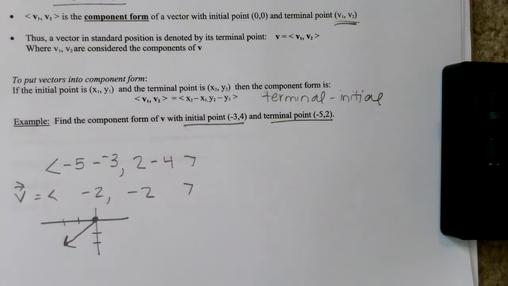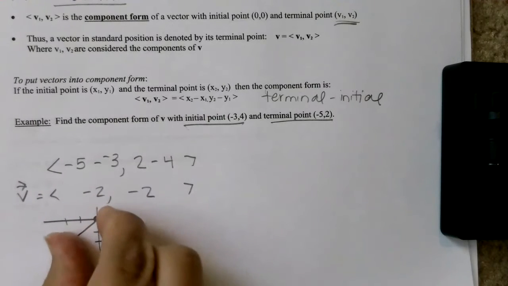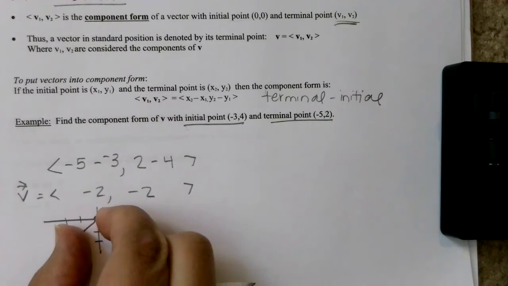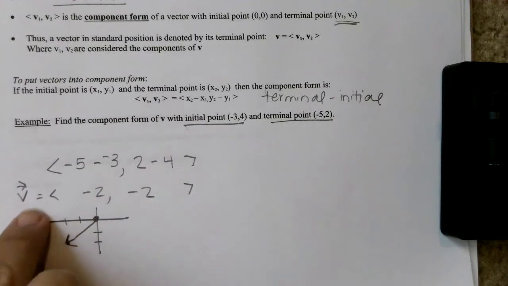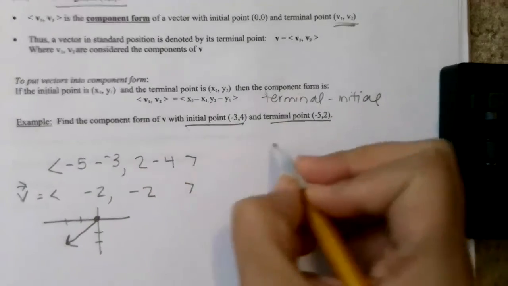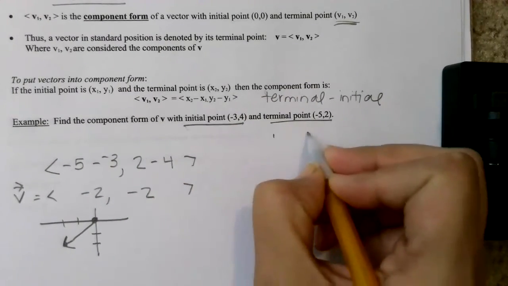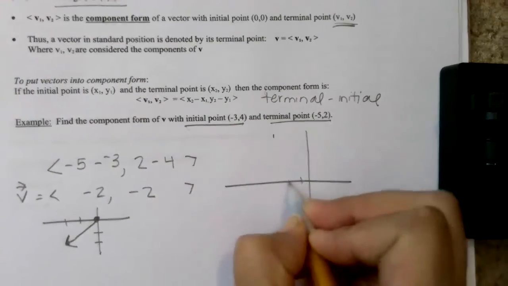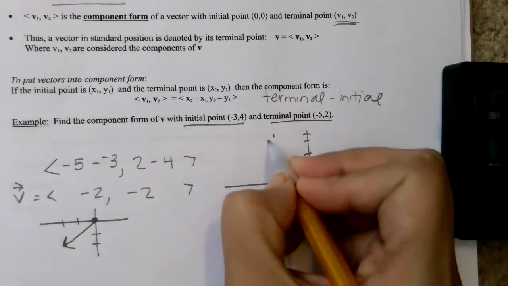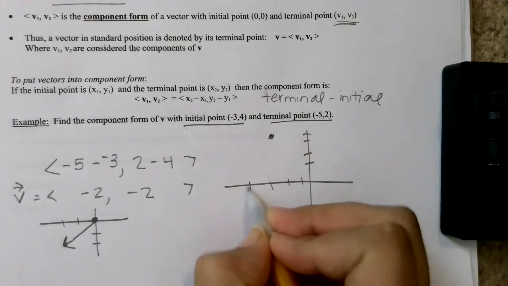Now, what I've been talking about is that vector could have been anywhere, but this is going to be what it looks like. This is the length, this is the angle or the slope that all vector v's will have. So let's draw this out, just so you can see. So I'm going to draw -3, 4. And -5, 2.